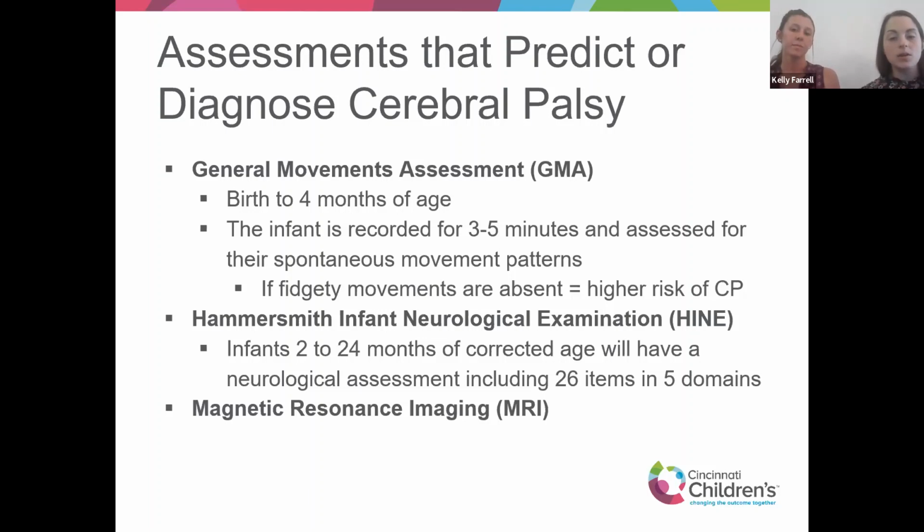And then we can also use magnetic resonance imaging, or MRI, to look and see if there is some form of injury to the brain.